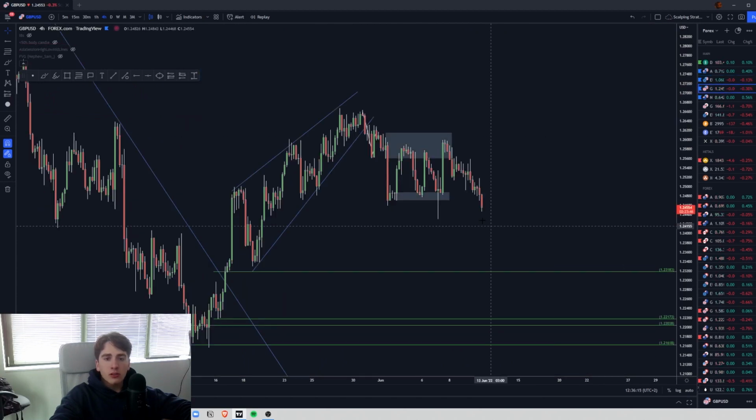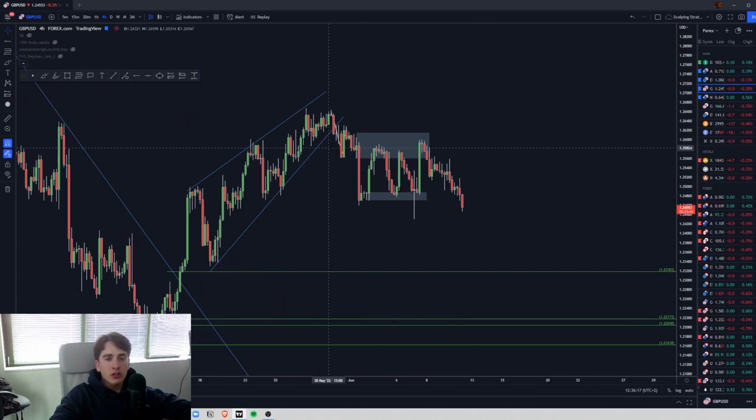Then pound dollar, nothing really interesting. 4 hours bearish, has been tanking down lower from supply. Clearly, again, this was the liquidity high.